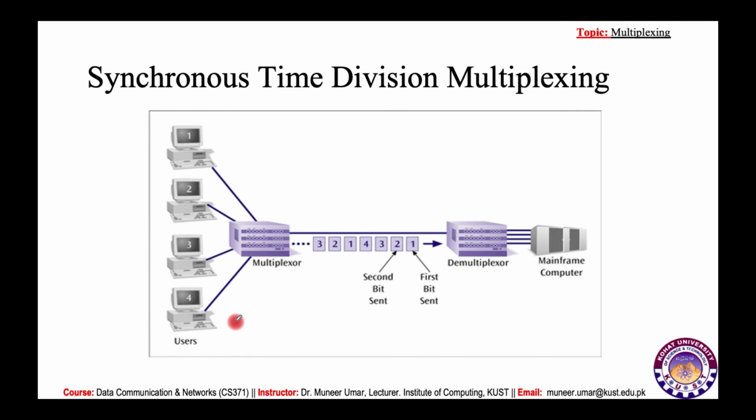Here we have another figure. Here we have 4 devices connected with a multiplexer, and if we look into these bits, suppose we are sending 1 bit. The time for transmission is taking only 1 bit from each user. So the first bit is from 1, then the second bit is from 2, 3, and 4. It is completed. So again 1 will start, and similarly this cycle will continue until these devices stop their transmission.